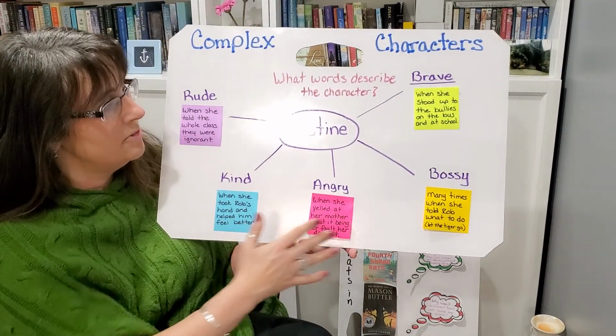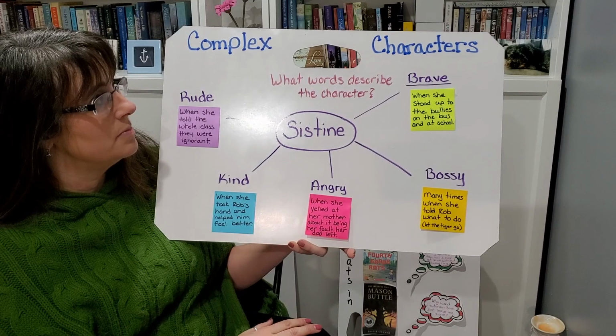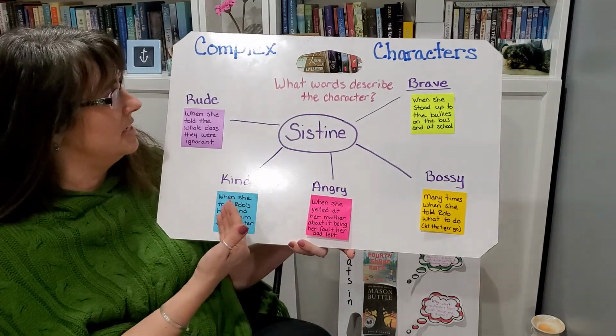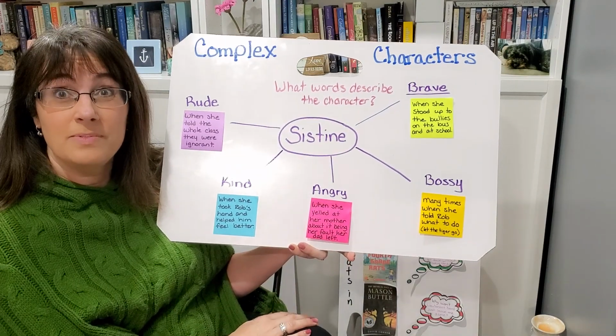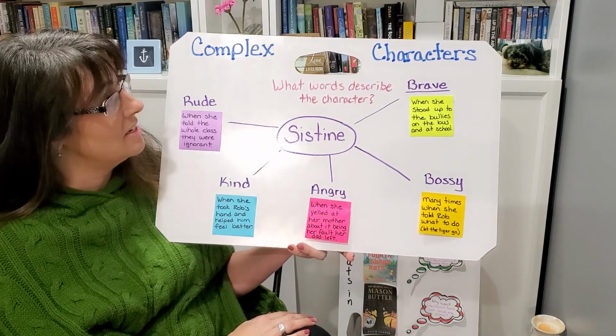So look at all of the different spectrum that this goes. It goes from angry to kind to rude to bossy to brave. That's quite a complex character that Sistine is.